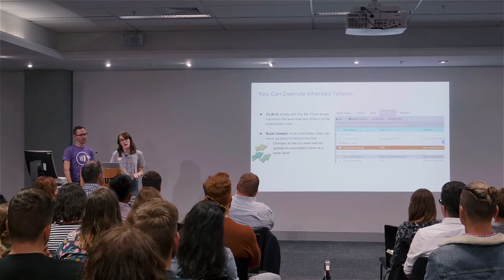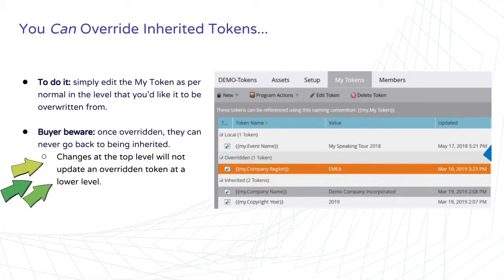One thing to highlight is that you can override inherited tokens if you want to. It's very easy. You basically just double click on them in the My Tokens tab and put in whatever you want. But you should do this with caution, because once you've done it, you cannot undo it. You cannot put that token back to being inherited and not overridden. And what that means is that any changes you make to the value of that token at the parent level will not cascade down. So if you accidentally override the copyright year 2016, when in the parent level you go and set it to 2020, it'll still be 2016 at that level. So just do that with caution.